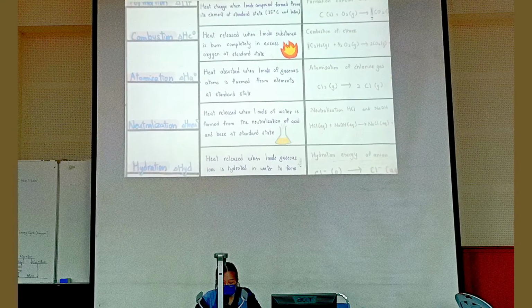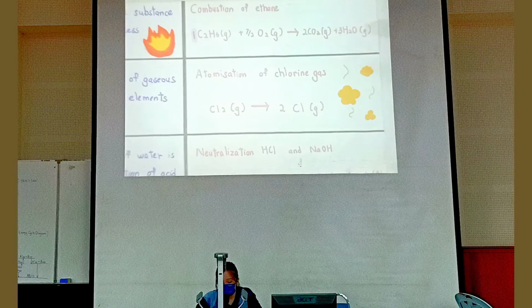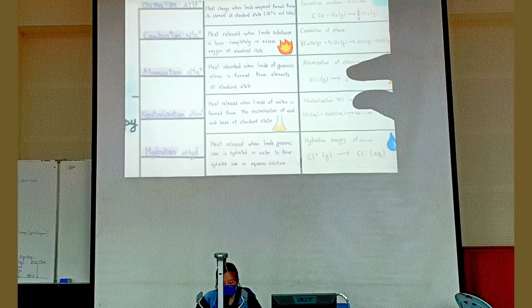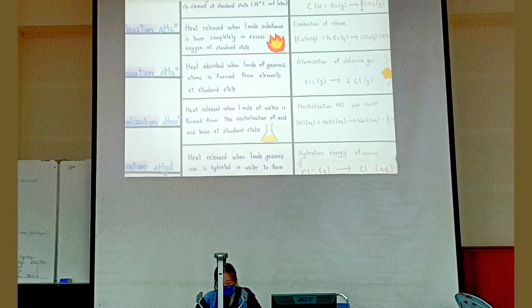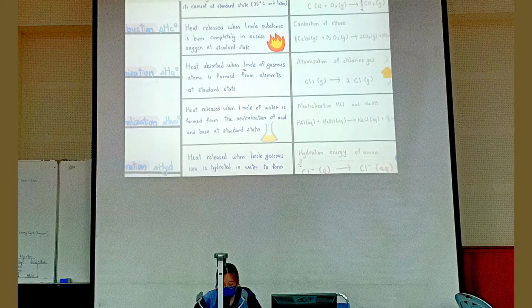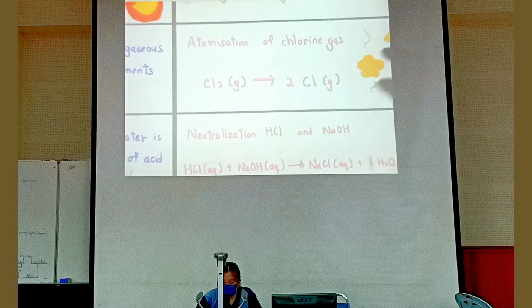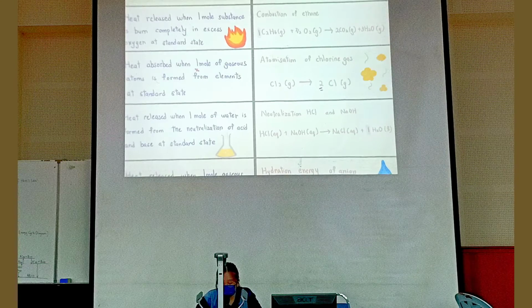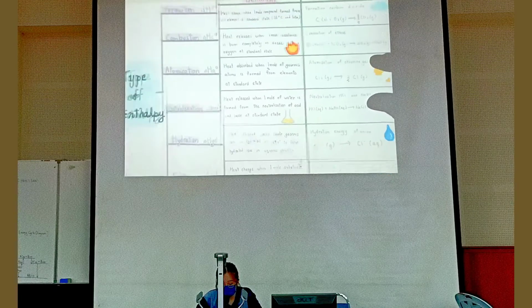The third one is standard enthalpy of atomization. It is the heat absorbed when one mole of gaseous atoms is formed from elements at standard state. The example is atomization of chlorine gas. Here, the definition is the heat absorbed when one mole of gaseous atoms is formed from elements at standard state. Here we have 2 moles of chlorine atoms, so we need to multiply the standard enthalpy by 2.